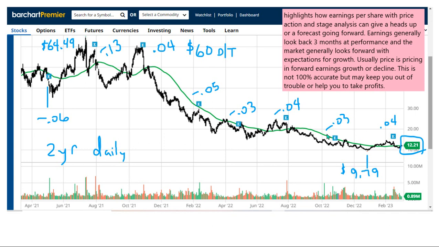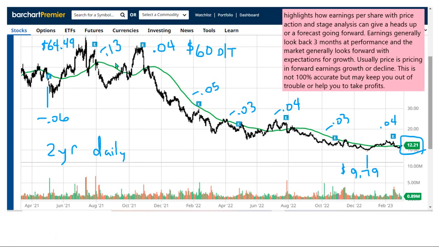So this is a 2-year daily chart, and up here we had a high of $64.49. On the low, we had a low of $9.79. Currently, this is at 12.21. This is Upwork's chart. So these are the facts, guys. These are non-GAAP earnings per share. So back here at the peak of the stock, it was losing 6 cents per share. At this peak, on this earnings announcement, before the peak, losing 6 cents per share.